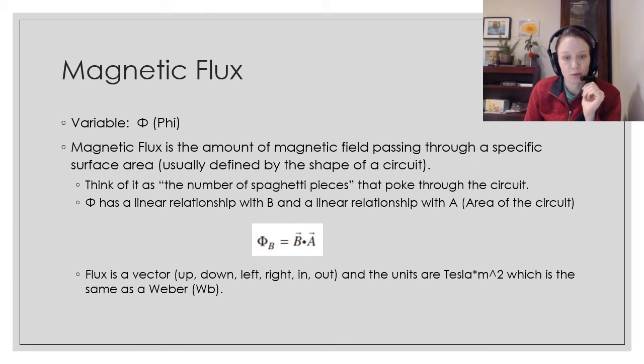Flux is a vector as well, so you would have a direction, and that direction is going to be the same as the direction of the magnetic field, because area is not a vector. And the units for flux are going to be the Tesla meter squared, which is the same as a Weber, sometimes abbreviated Wb.